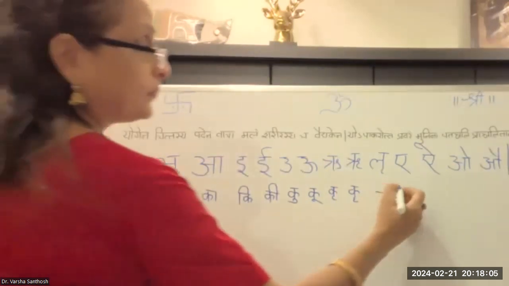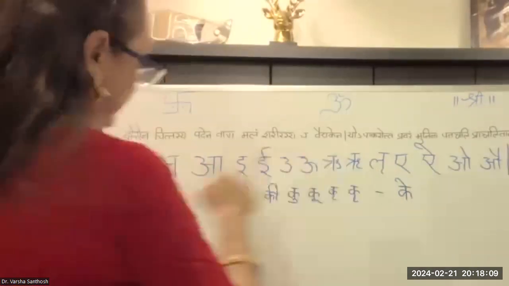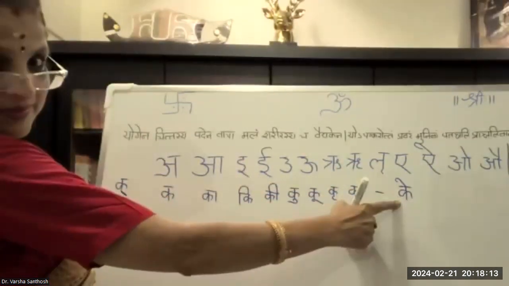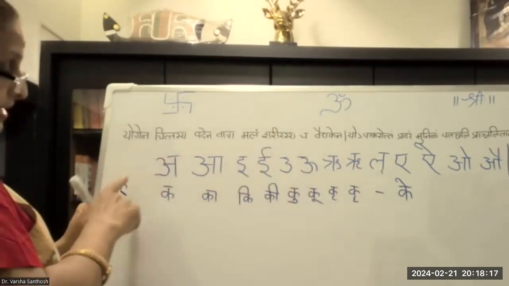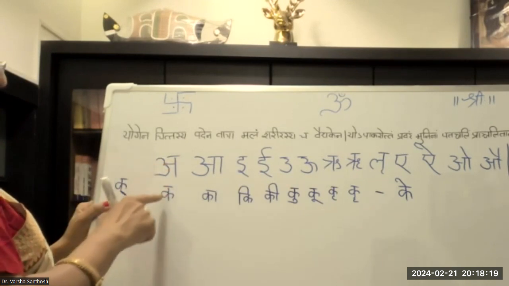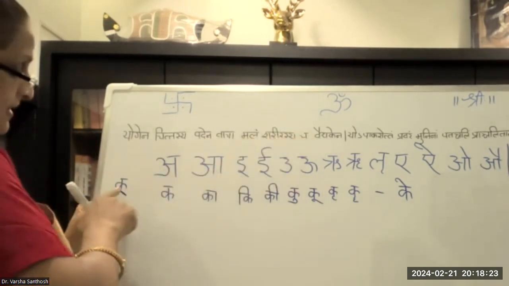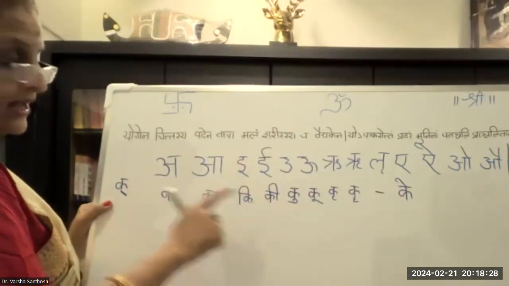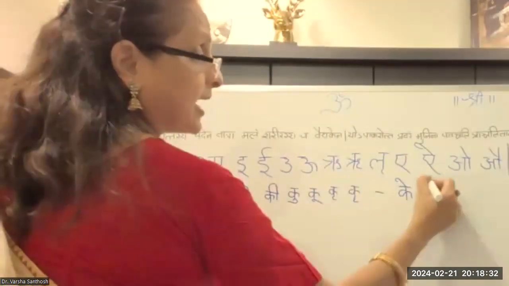Leave this for now. K. So this K plus A is K. Many people make a mistake over here, so now you keep attention. This K plus A, how did we do it? K plus A, K plus E plus O. But this K plus A is K. Don't forget this. Why? K plus I is Kai.